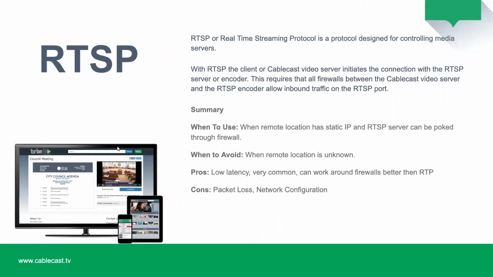Summary of that, when to use: when the remote location has a static IP and an RTSP server that can poke through the firewall. So if you have that static IP address or you have an RTSP server right there to be able to send that, that'd be great. When to avoid is when the remote location is unknown. So if you're going to, again, that football game, you don't know what the environment is like there, maybe that's not a good option for you.